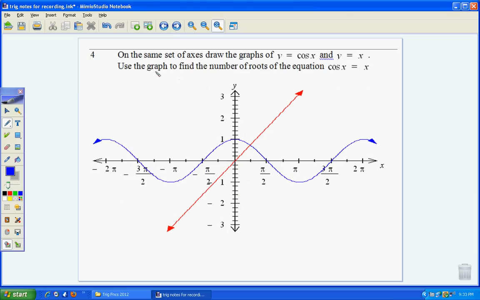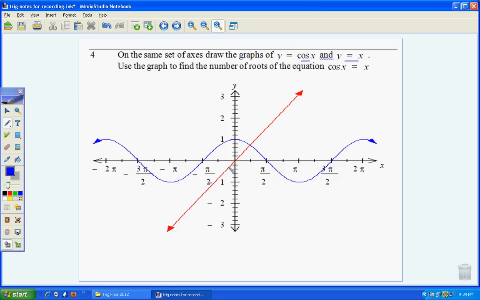Question 4 here. Just draw up cos x and y is equal to x. So that we can see again. So at 1 there, it's at 1 there. So 2, 2, 3, 3. We will draw up that curve. This the line, and the curve cos x.